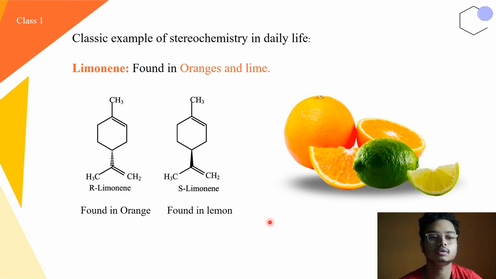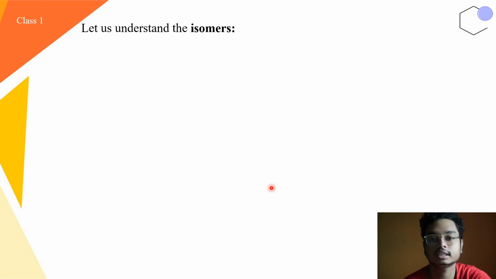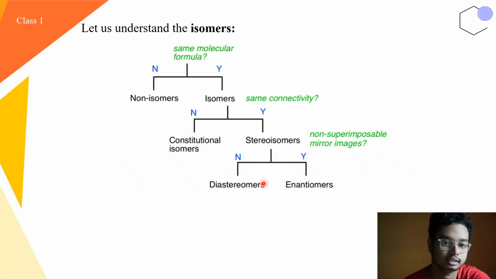I hope these two examples give you at least a basic overview of why stereochemistry is important and why a small change in stereochemistry shows drastic changes in physical or chemical properties as well. Now we are talking so much about isomers, so let us understand what isomers are. First of all, we are checking two different compounds having the same molecular formula.